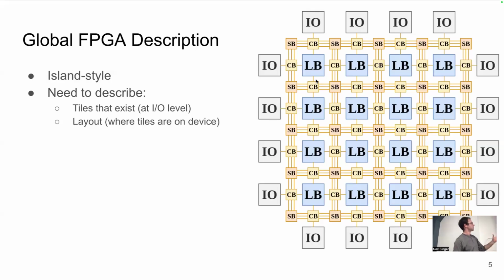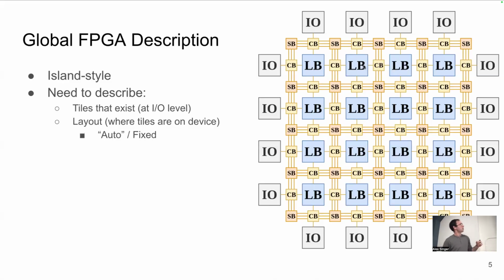Next is the layout, which is where the tiles exist on the device, and also how big the device is. So is it a square device, so n by n? Is it maybe n by m? Is it 20 by 30? Or, where are the IOs relative to the logic blocks? That's what the layout is.